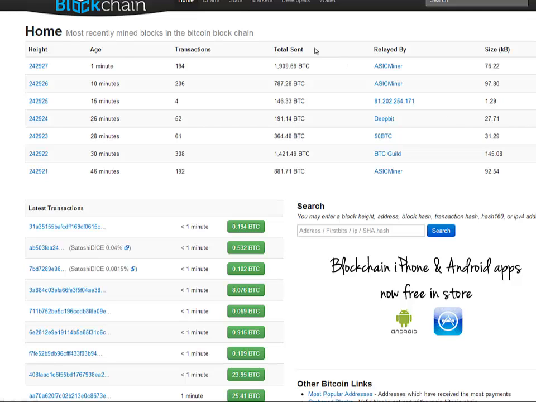For instance, you can see here on blockchain that there's a block named 242921, 242922, and so on. These blocks contain your transactions. So you can see that, for instance, this block here has 192 transactions, and this block over here has 308 transactions. So all transactions are stored inside a block.